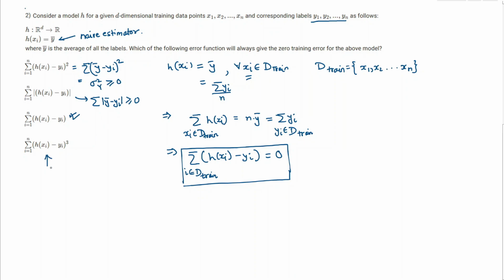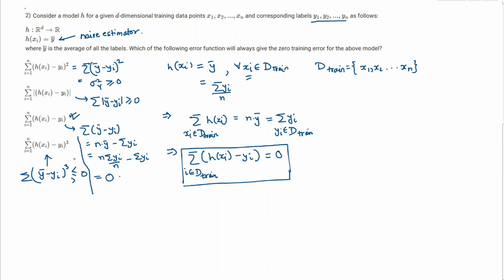In the last option we can say that this would be the summation of (y bar minus yi) whole cube. Again, this can be negative or positive or 0, but need not be 0 always. But for the third option, this would be the summation of y bar minus yi, which is equal to n times y bar minus the summation of yi. Now y bar can be written as the summation of yi by n, so this is the summation of yi minus the summation of yi, which is equal to 0. So in the third example we are getting a mandatory 0, and in other examples we are getting non-negative values, but they need not be 0.